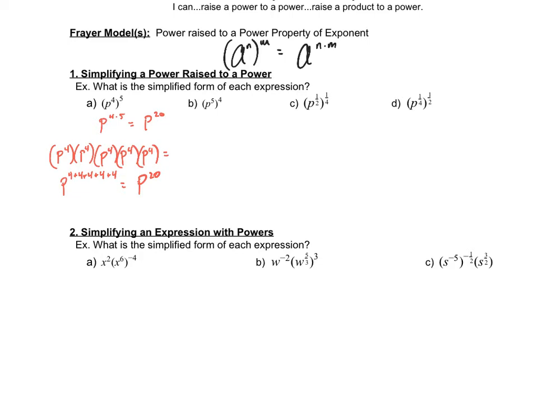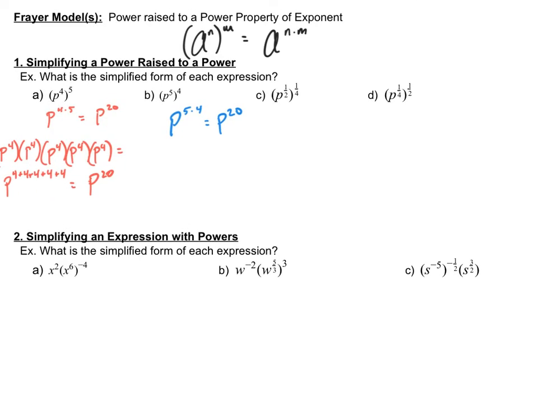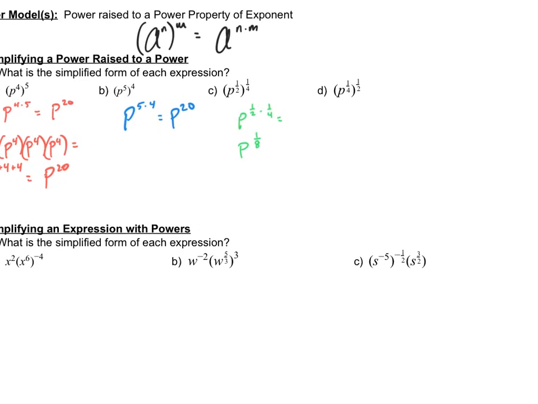As we go on to b, we have p to the 5th raised to the 4th, which would be p to the 5 times 4, which turns out to be the same answer, p to the 20th. Let's see here. Oh my gosh, we're going to multiply some fractions. We have p to the 1/2 raised to the 1/4, so we would multiply our exponents and have p to the 1/8. Then it looks like we have the same problem: p to the 1/4 raised to the 1/2, and when multiplying that, we would have p to the 1/8.